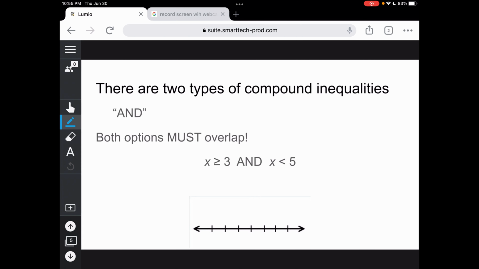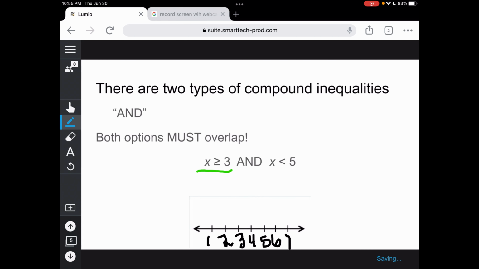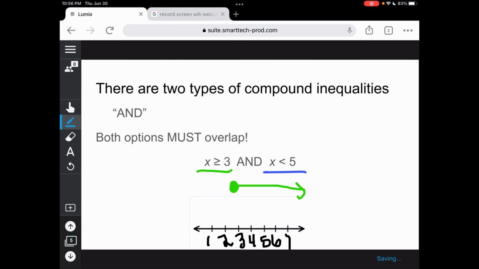I'm going to make my number line: 1, 2, 3, 4, 5, 6, 7. And for the ands, I'm going to graph these above the number line. So 3 looks like that. Going to the right, I'm going to include 3 because it's greater than or equal to 3. 5, I'll do in blue, is a circle at 5, and x is less than 5, so it looks like that.